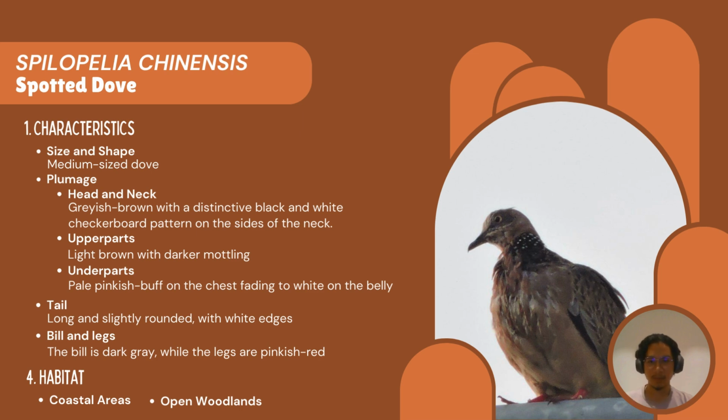Firstly, for characteristics, in terms of size and shape, they are a medium-sized dove, about 3 cm in length. For their plumage, the head and neck are grayish-brown with a distinctive black and white checkerboard pattern on the sides of the neck. For the upper parts of their body, they have a light brown color with darker mottling.